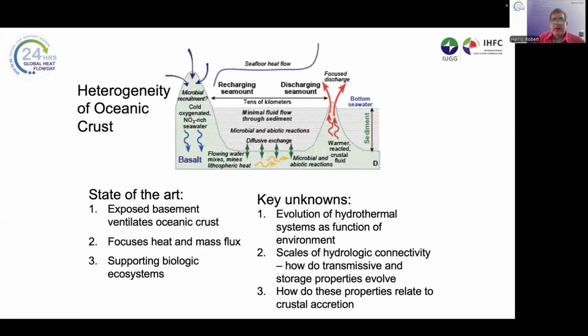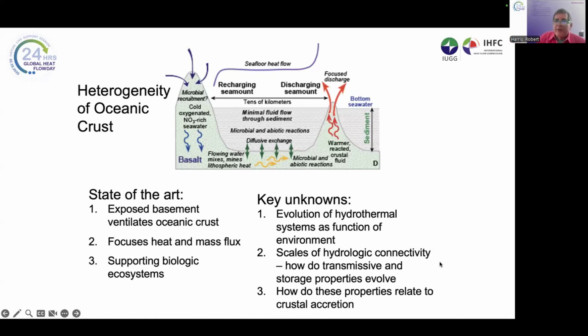Okay. So there's a lot of heterogeneity in the oceanic crust, and typically we trade space for time, right? So we can put all the data together as a function of crustal age, but really, each environment is different, and we need to look at it that way, I think. So we think about hydrothermal circulation in terms of exposed basement that ventilates the oceanic crust, focuses heat and mass, supports these biologic systems. But a key unknown still is how do these systems evolve as a function of environment and time?